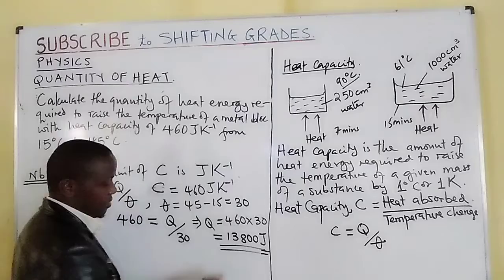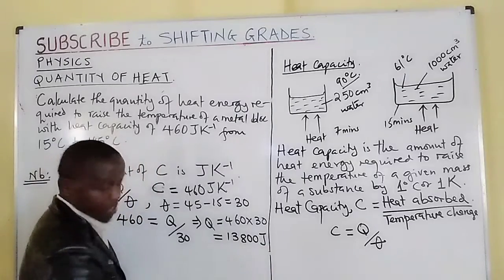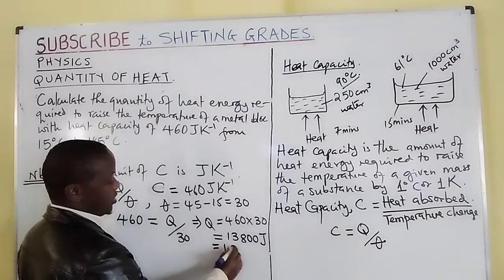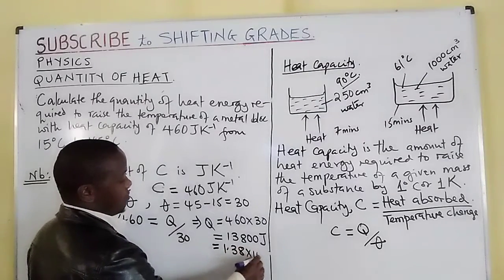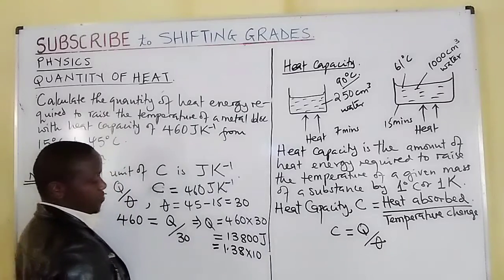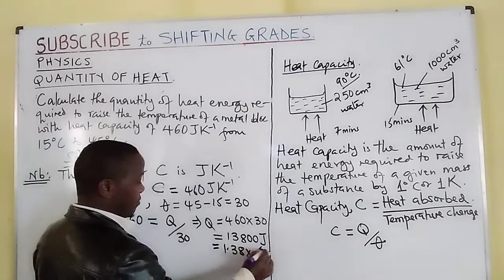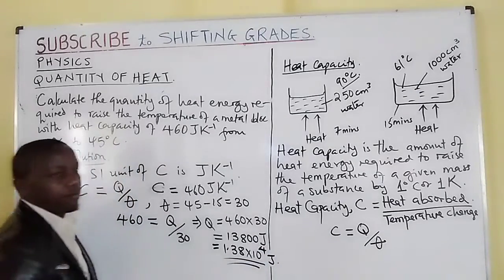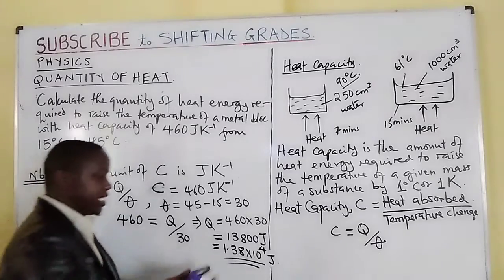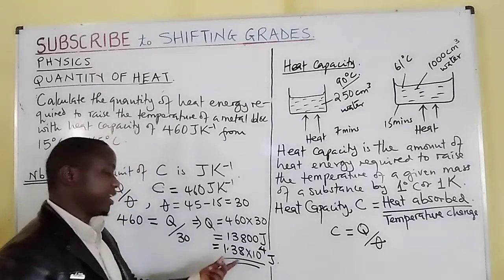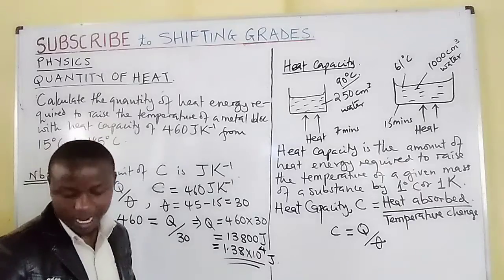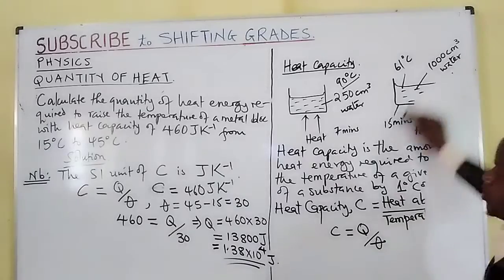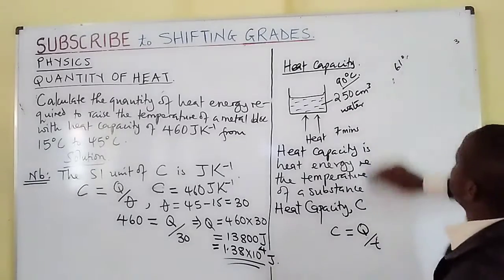The answer is correct, but we like it more when written in standard form. Times 10 raised to the power of 4 joules. So you can just express it in standard form. It's not a sin to leave it at this level, but it is better when expressed in standard form. So that's what you call the heat capacity.